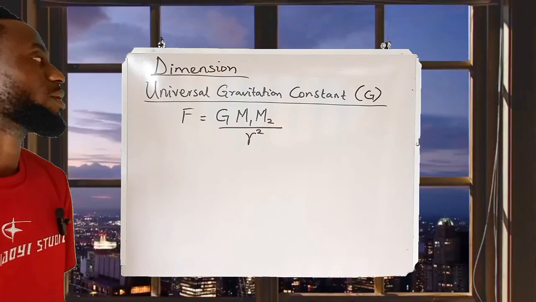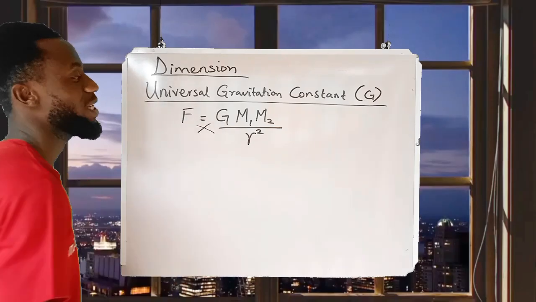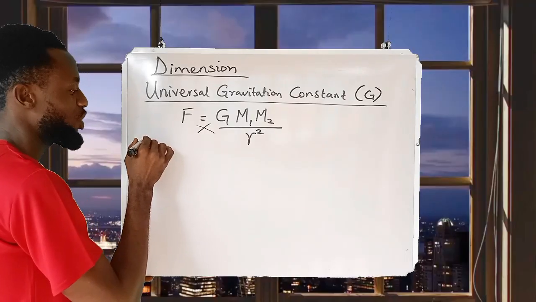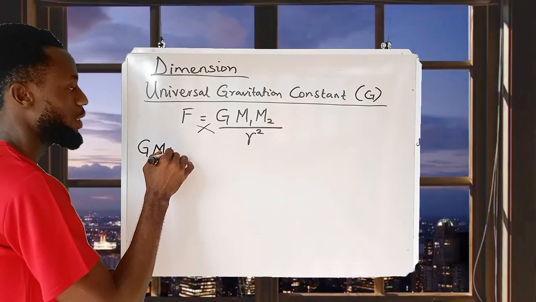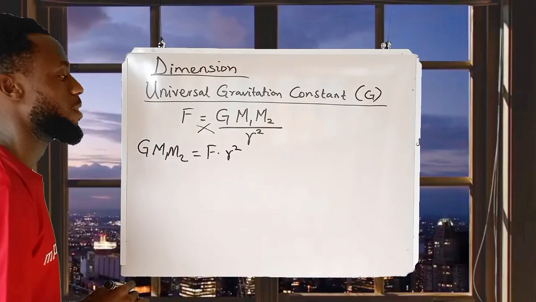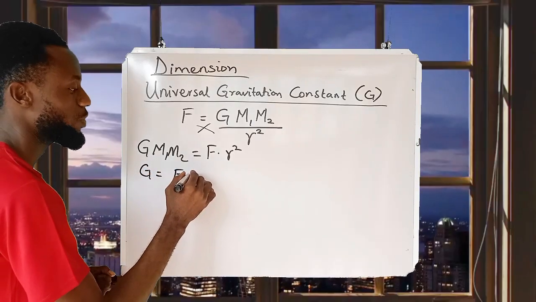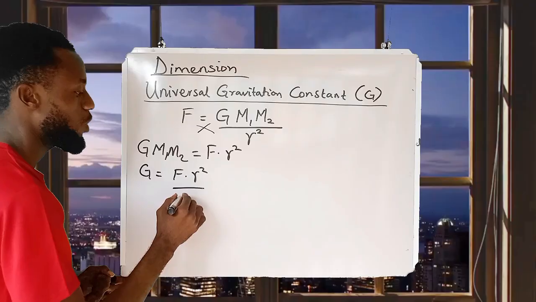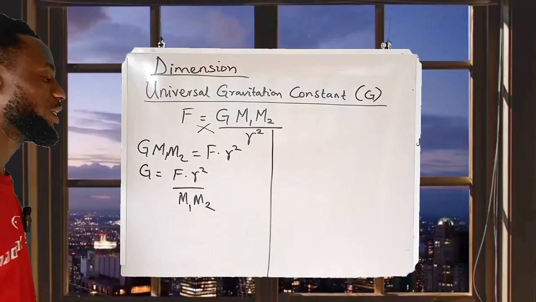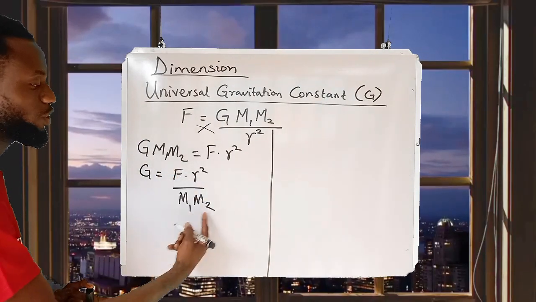So in our bid to work out the dimension of G, we have to first make it the subject of the formula by cross multiplying. This means that G m1 m2 becomes force multiplying r squared. And when you make G subject of the formula now, it becomes force times the square of distance all over m1 m2. So moving on from here, we now have to piece out the dimensions of every single one here.